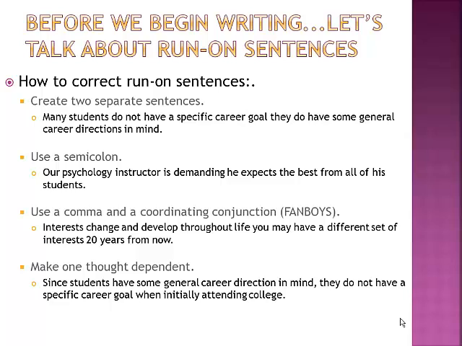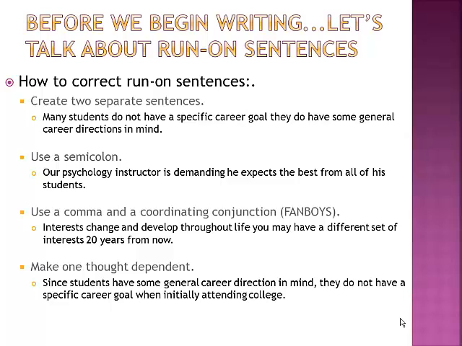So in this example, you should be able to tell that after the word life, there needs to be some punctuation. Now, technically, you probably could use a semicolon, but it's going to sound better if you have a comma after the word life, use the coordinating conjunction and, and then carry forward to join those two independent thoughts together. So let's read it with the FANBOYS word and a comma. Interests change and develop throughout life, comma, and you may have a different set of interests 20 years from now. That sounds much better than the run-on sentence before.